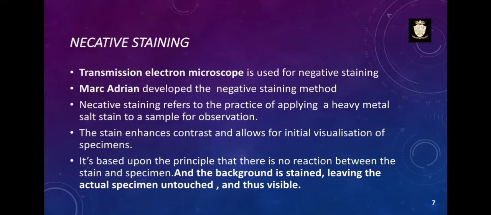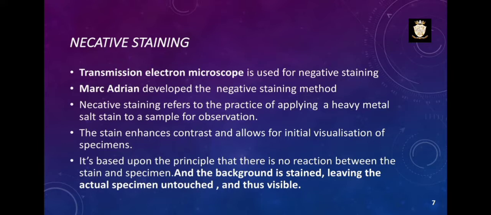It is different from positive staining. In negative staining, the specimen appears transparent, but the background gets stained. But in the case of positive staining, the specimen gets stained and the background appears transparent. In negative staining, there is a repulsion because of the negative charges between the specimen and the stain. That is why the background gets stained and the specimen stays transparent.